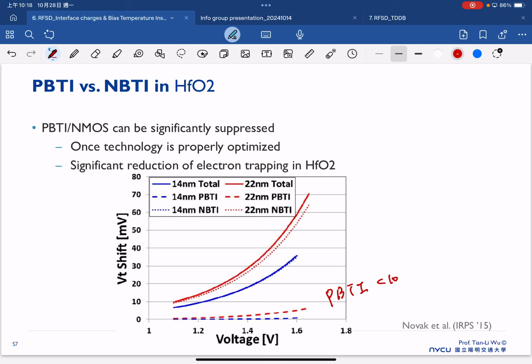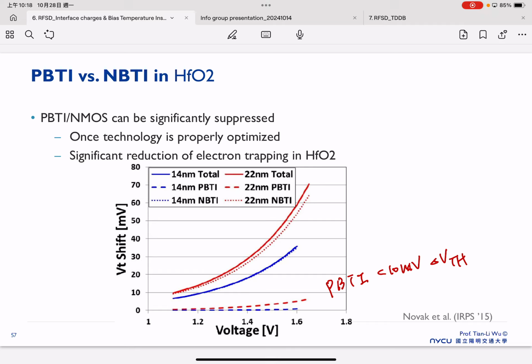It is less than 10 millivolt. So if you consider the criteria we have been talking about of 30 millivolt, finally, we are at the point where we can commercialize our 40 nanometer or 22 nanometer semiconductors if we only consider PBTI. But unfortunately, we can see our NBTI still remains an issue here.